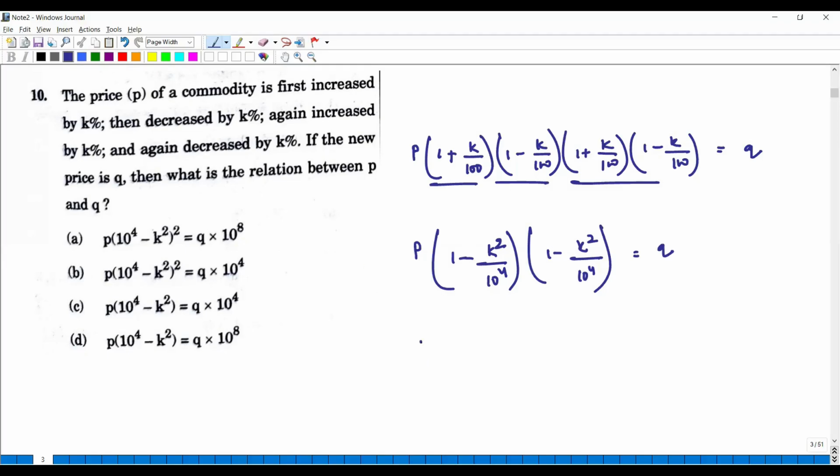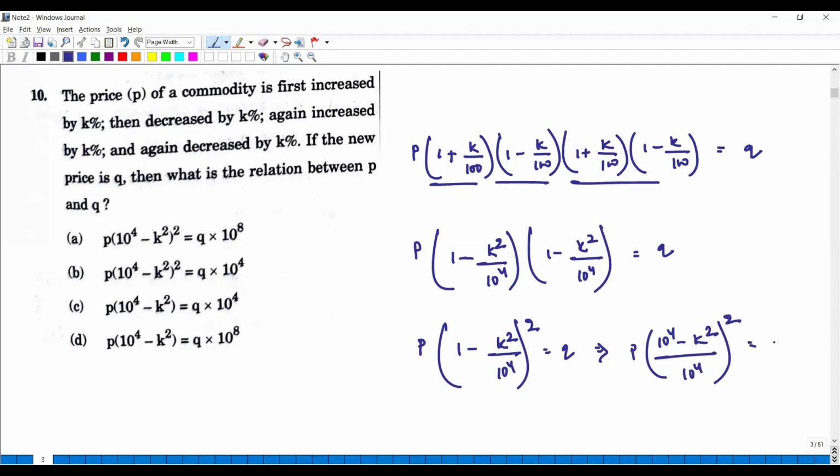So if I multiply both, (1 minus K square by 10 power 4) whole square is equal to Q, which is equal to P into (10 power 4 minus K square by 10 power 4) whole square. So P into (10 power 4 minus K square) whole square is equal to Q into 10 power 8. It looks a little big, but the concept is very simple.